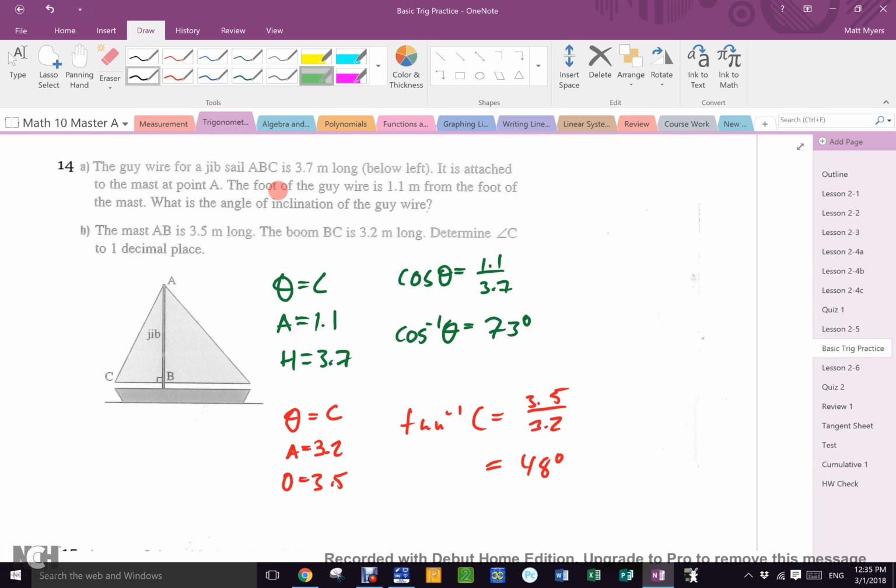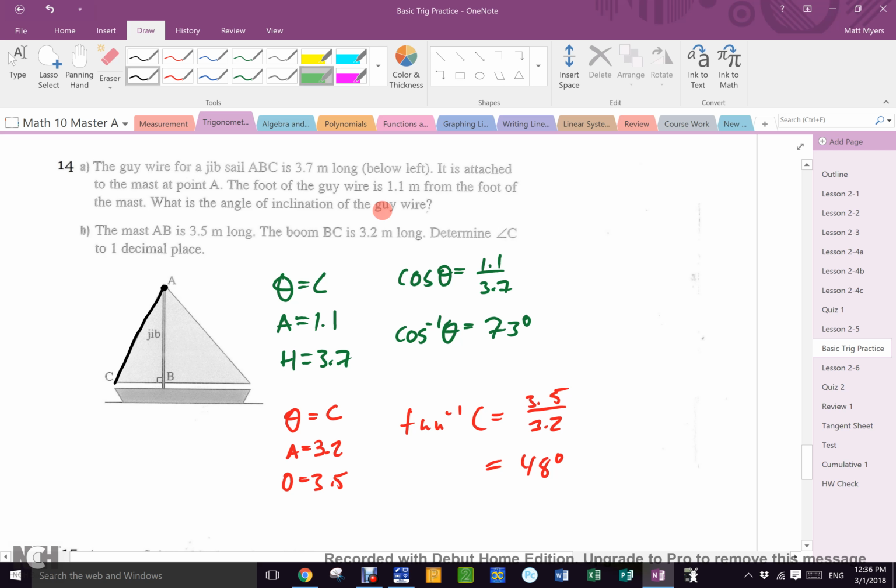You could have looked it up, or you could have asked Mr. Gill. Because Mr. Gill, even if he doesn't sail, would read the question and say, oh, okay, I can figure that out. Especially because this jib sail was labeled. So here is the jib sail right there. What's the mast? It's the big pole that goes up the middle of a ship. If you didn't know that, you could have asked. The guy wire is attached to the mast at point A. There's two things attached at point A. One of them deals with the jib. And the foot of the guy wire is 1.1 meters from the foot of the mast.